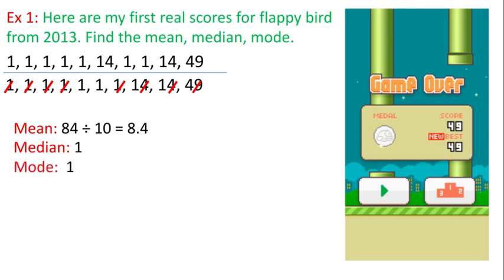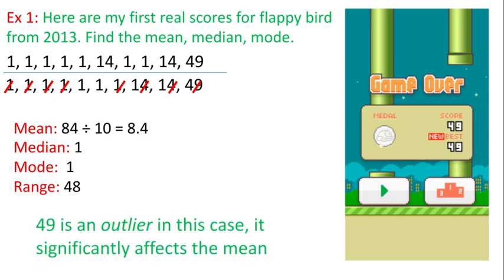And it didn't ask for the range, but let's go ahead and do it. For my range, I take my highest score and my lowest score and subtract them, so my range is 48. The 49 in this case is called an outlier. It significantly affects the mean. It's a number that's way out there compared to the rest of the scores. All of this, again, should be reviewed from other years, but let's do another example.